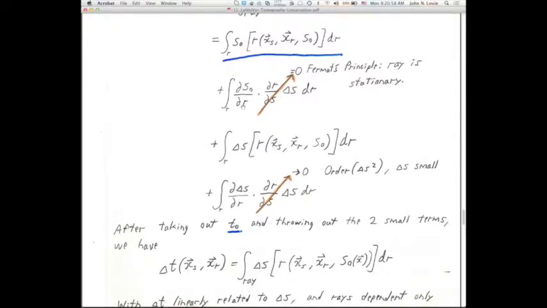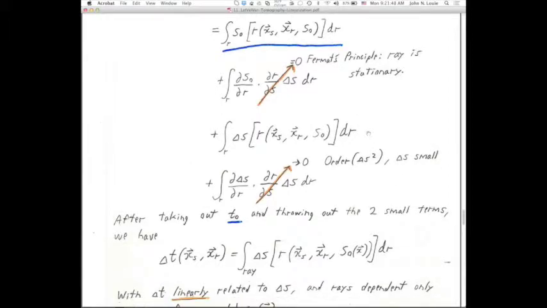Then we have the derivative of the background slowness with respect to the ray times the derivative of the ray, which depends on the total slowness times the delta slowness, integrated along that differential ray. These are functions that are too complicated to put here, but I hope you get the idea. There's no derivative of the background slowness with respect to the ray because of Fermat's principle. The ray is stationary. So we're going to assume that this term is zero.